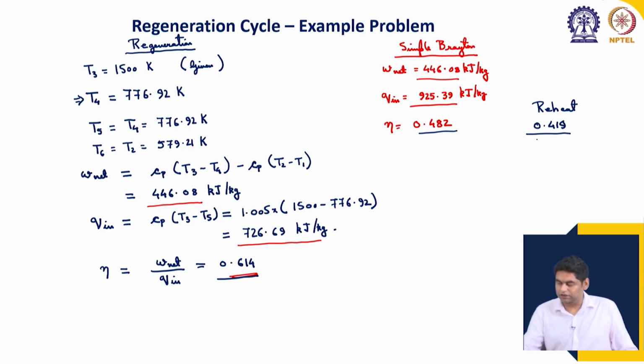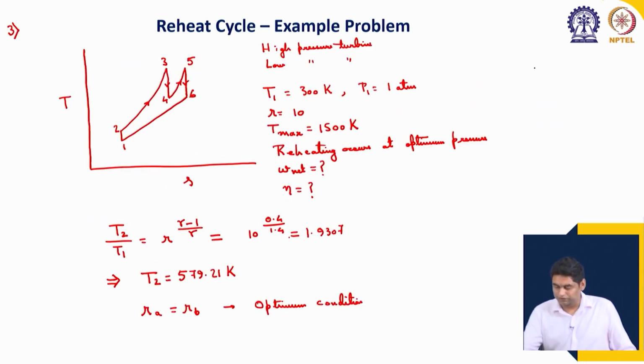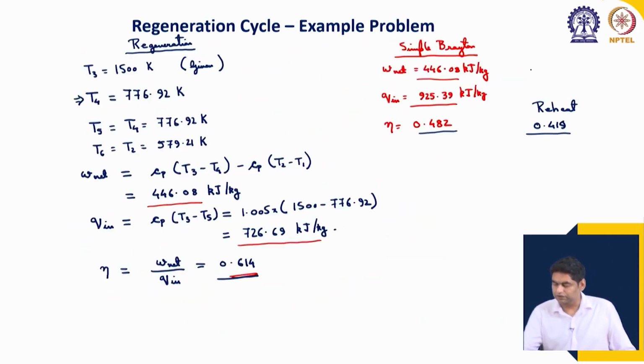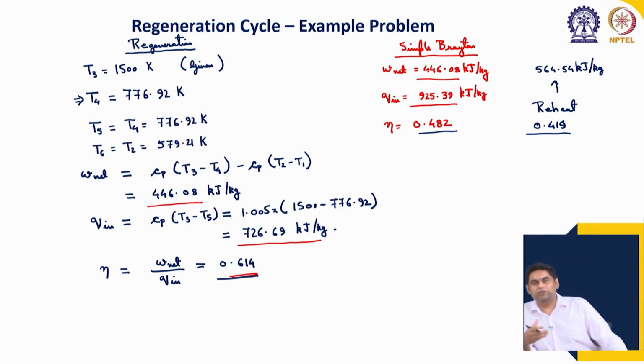For reheating, the work output is, instead of 446, now 564.54 kilojoule per kg, considerably higher, although it has come at the cost of efficiency. Like this, you should be able to solve more problems, which will be given in the assignment. So, please start working on the assignment problems and try to solve them, and I will also share a set of additional practice problems which you can try.